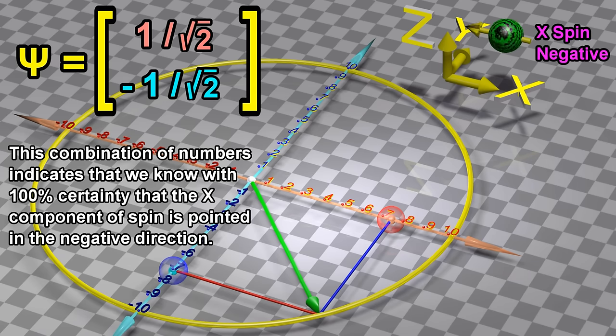In this condition, the square of the length of the red line is 1, and the square of the length of the blue line is 0, indicating a 100% probability that the z component of spin is pointed up, and a 0% probability that it is pointed down.